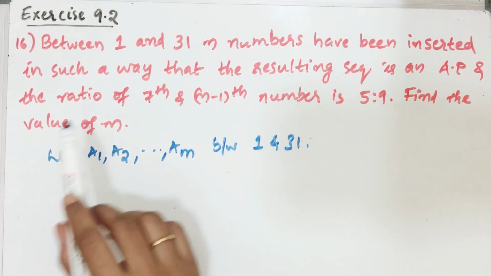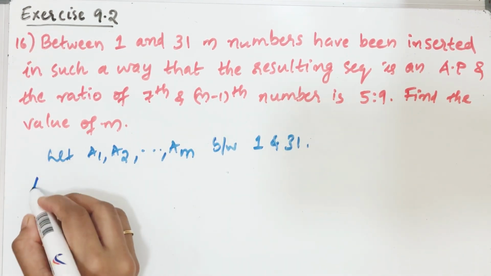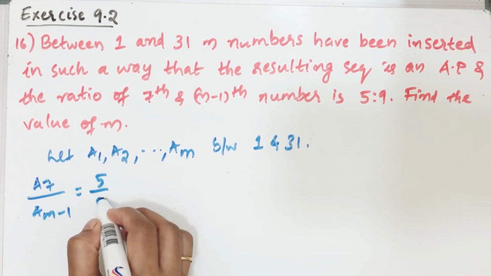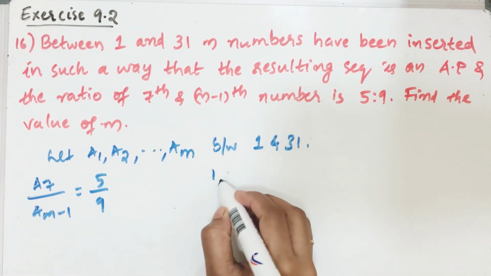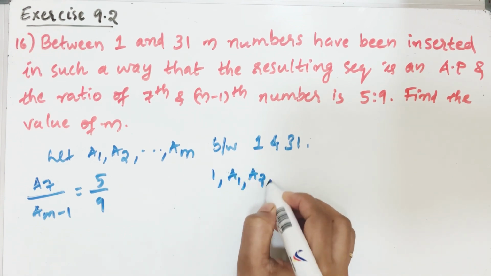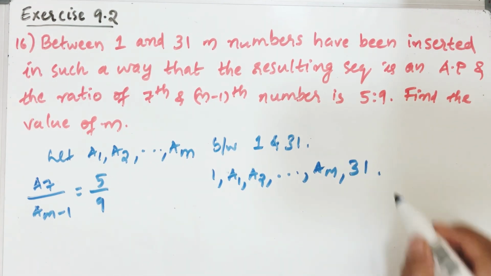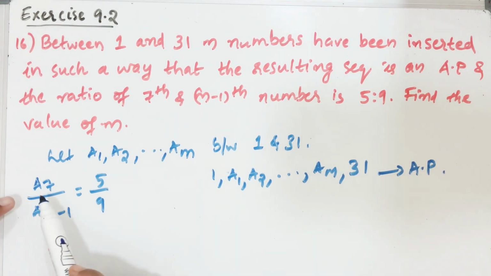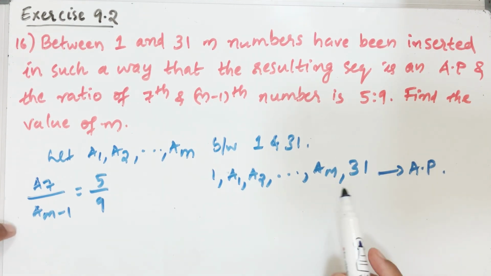And also given the ratio of 7th and m minus 1th number is 5:9. That is A7 by Am minus 1 equal to 5/9. What is the arithmetic progression here? First term is 1, A1, A2, etc. Am, and last term is 31. This is the AP. Here given the ratio of 7th and m minus 1th number, not 7th and m minus 1th term. Be careful, okay?